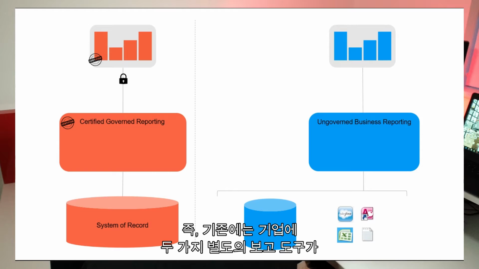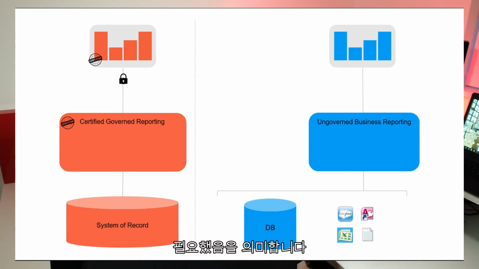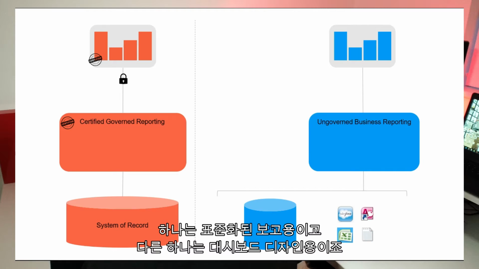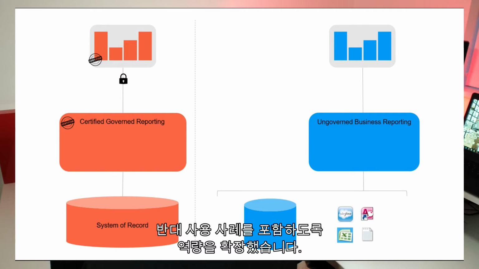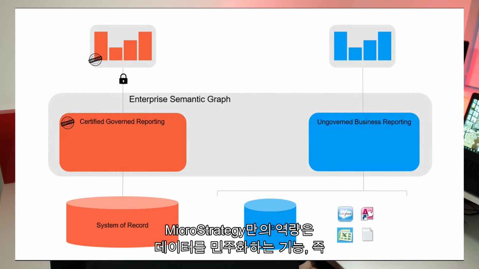Historically, this has meant that companies needed two separate reporting tools, one for standardized reporting and one for dashboard design. Although more recently, vendors from both of these areas have expanded their capabilities to include the other use case. What makes MicroStrategy unique is its ability to democratize data.